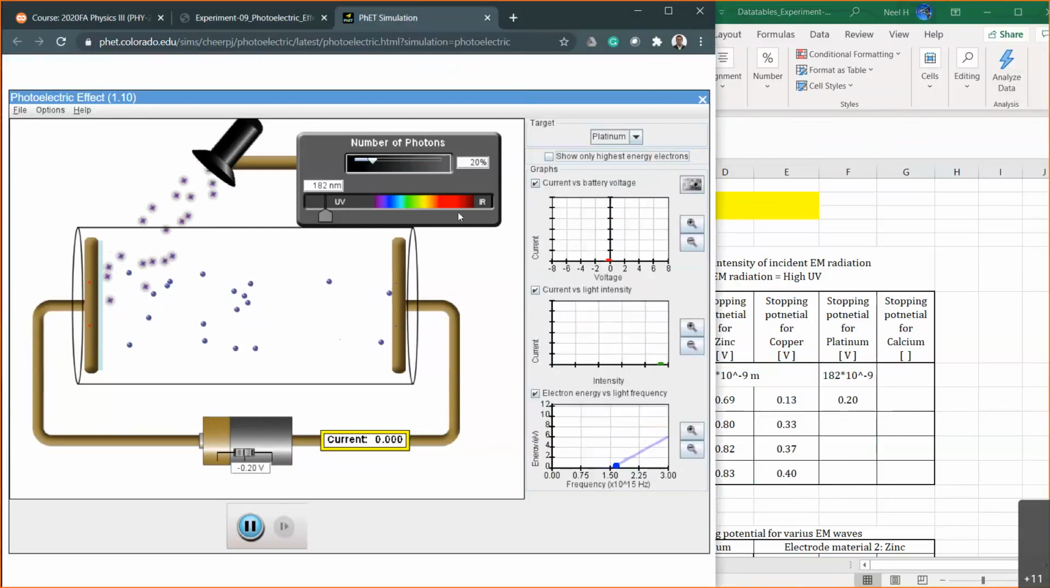Okay, let's try now. Go back to 0 voltage, reverse potential. Let's try 50 percent.